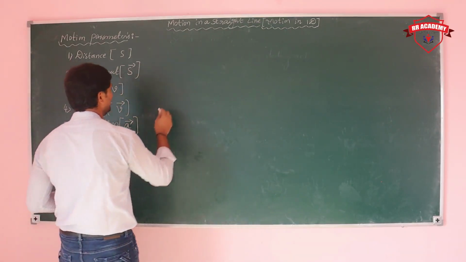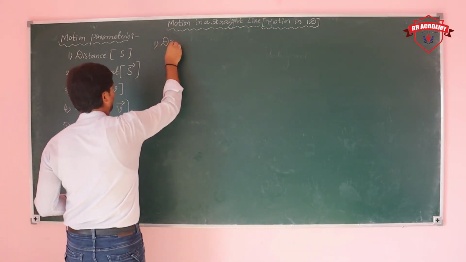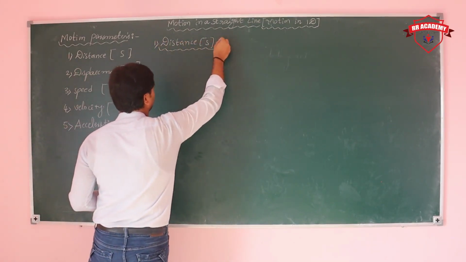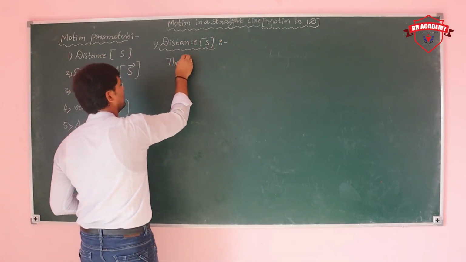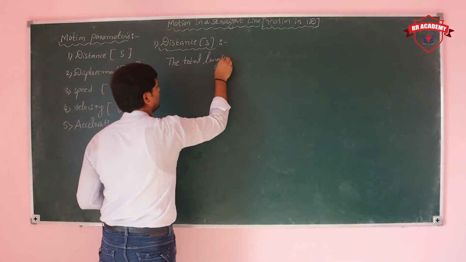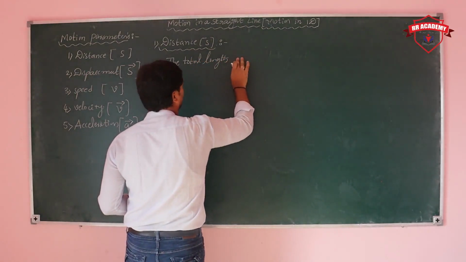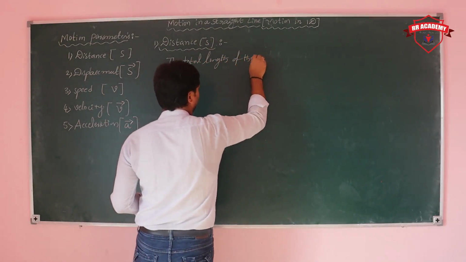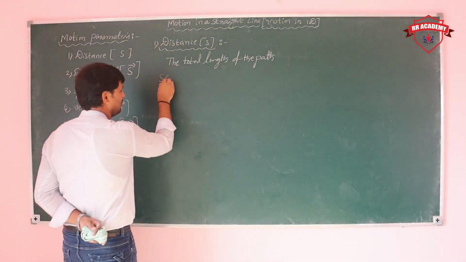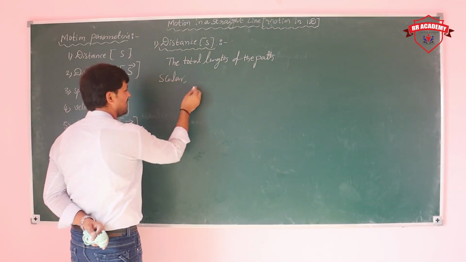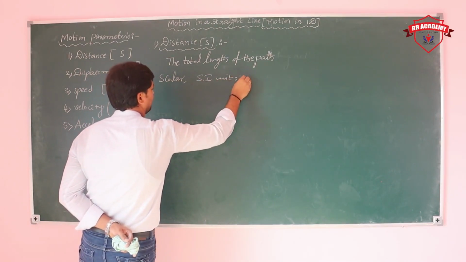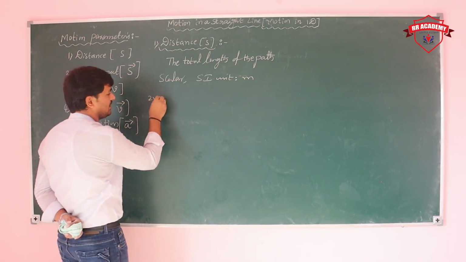First of all, about distance. What is distance? Distance is nothing but the total length of the path, or else the actual length of the path. The total length of the path is called distance. And as I already told you, it is a scalar function. The SI unit of distance is meters.